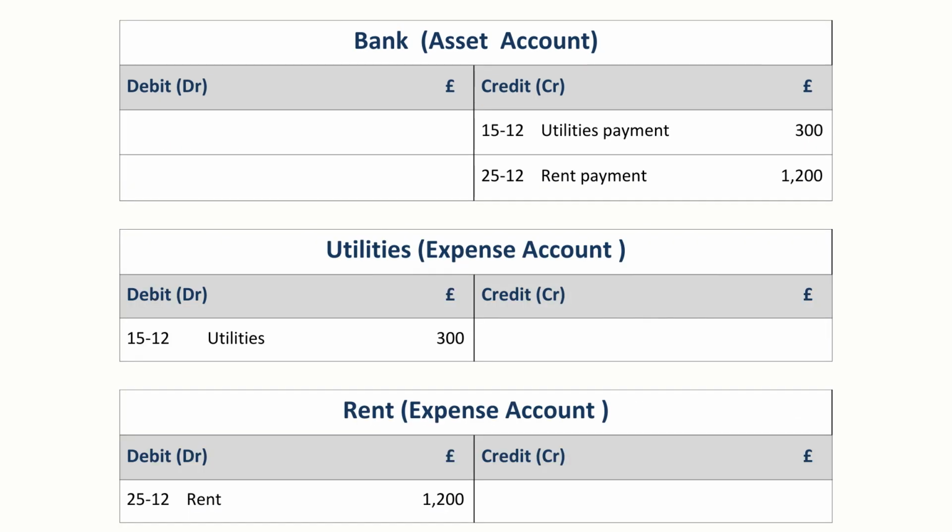Let's look at the utilities and rent payments. The business paid £300 for utilities and £1,200 for rent. Both reduce the bank balance, so they appear on the credit side. Utilities is an expense, and expenses always increase on the debit side. So the £300 payment is shown as a debit in the utilities account. The same applies to the rent account. Rent is also an expense, so the £1,200 payment is recorded as a debit in the rent account. This shows the double entry principle in action. Each transaction appears twice, a credit in the bank account and a debit in the relevant expense account.